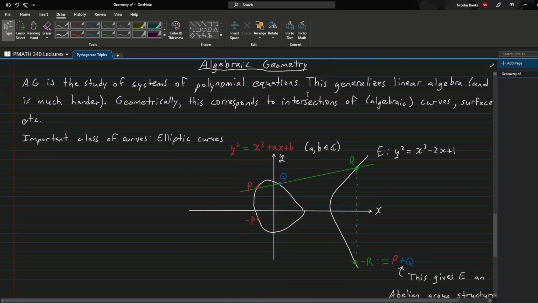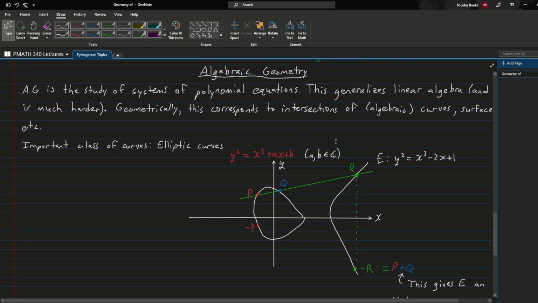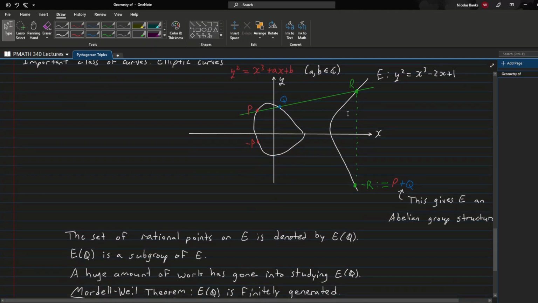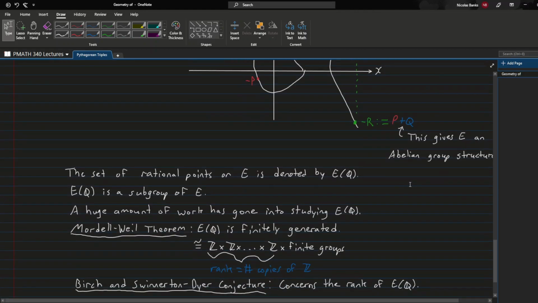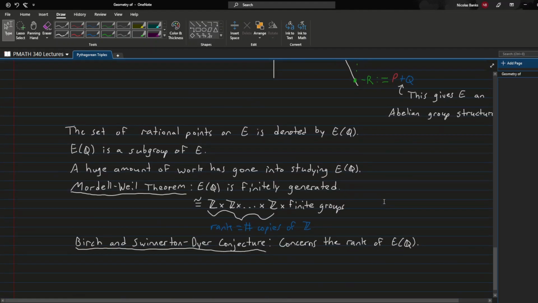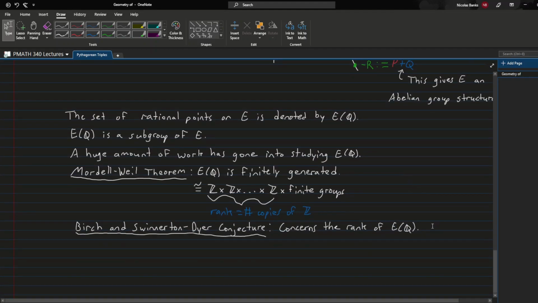That led us to a discussion about algebraic geometry, which is concerned generally with systems of polynomial equations. In particular, elliptic curves are a very important class of curves that you can study. One reason they're important is because their points have an abelian group structure, which is a kind of convoluted definition, but it nevertheless works. In particular, the points on an elliptic curve with rational coefficients also form a group under this operation. They're a subgroup.